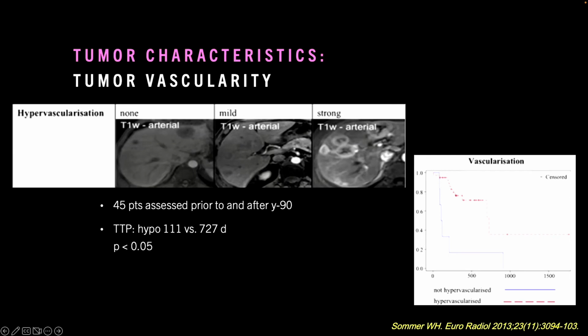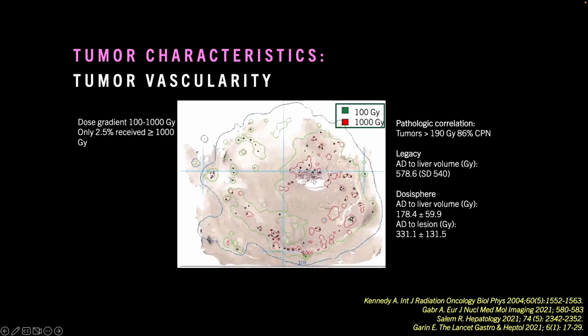The other thing we talked about is tumor vascularity. So if I can get my treatment in there, you're going to do better, okay? And this just bears that out with data showing that if you have a hypervascular tumor, meaning more blood coming into your tumor, you're going to live longer. Just data showing that. And this is a study just showing that on pathology.